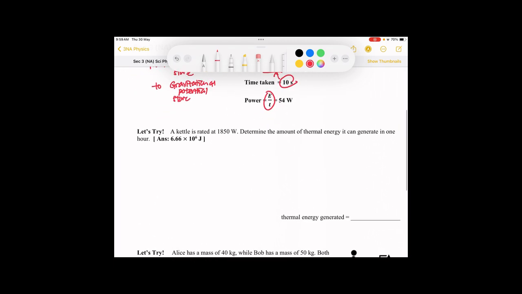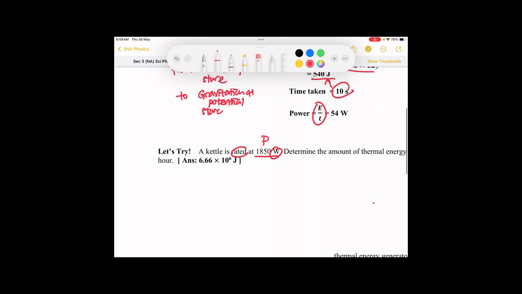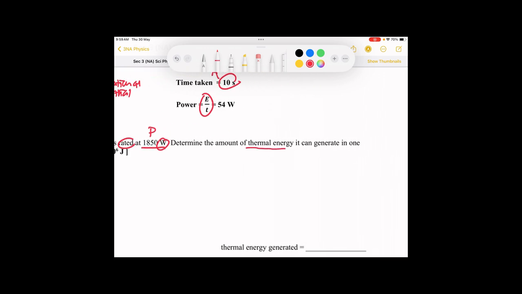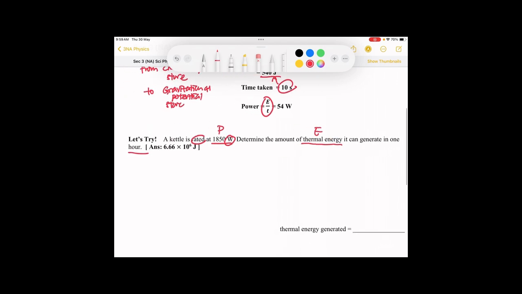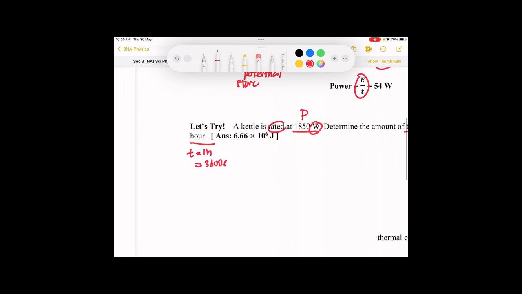Okay, we have a kettle which has a power rating of 1850 watts. So in case you don't know what is the meaning of rating, it's okay. Look at the units here, right? W, watt. It tells you this is power. Determine the amount of energy in the internal store. This is the E. It can generate in 1 hour. So this is the trick here. 1 hour we must convert to seconds, right? So how many seconds are there in 1 hour? Answer is 3600 seconds. Why? You can figure it out.